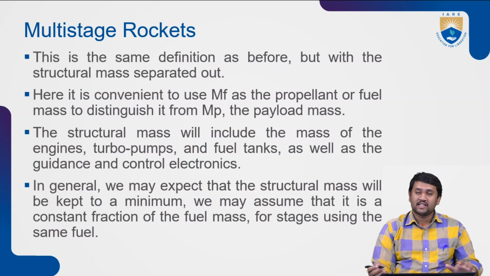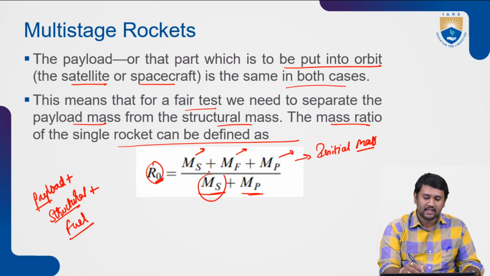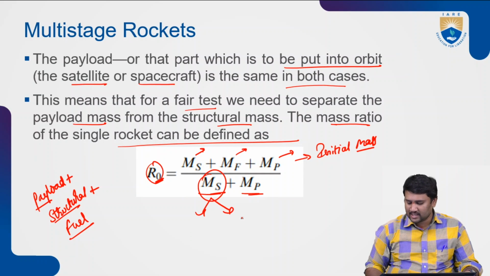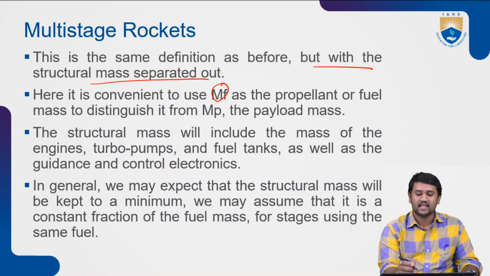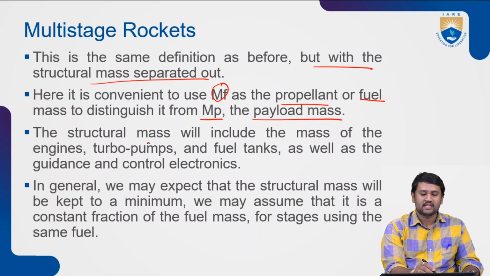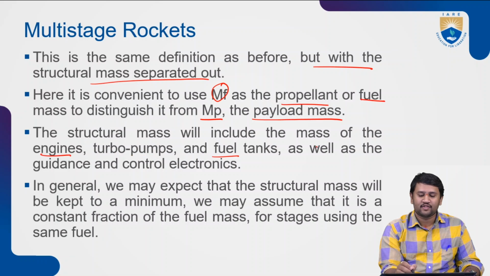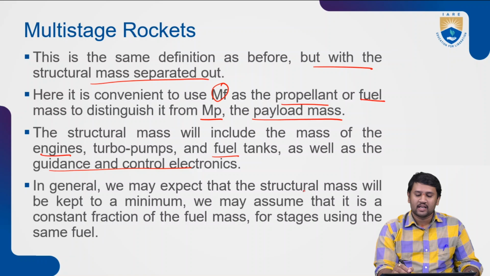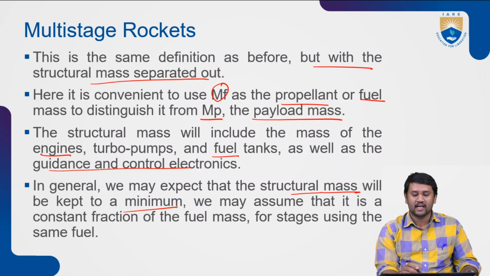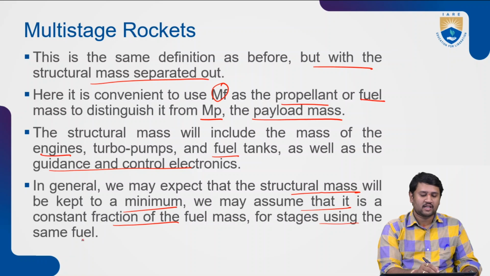Now, by the same definition, with the structural mass separated out, we are splitting this structural component into multiple sections. It is convenient to use the mass of fuel as either propellant or fuel in order to distinguish an MP from a payload mass. And the structural mass will include the mass of engines, rocket engines, turbo pumps, fuel tanks, as well as guidance and electronic controls. In general, structural mass will be kept to a minimum, right? And we may assume that it is a constant fraction of fuel mass for stages using the same fuel.